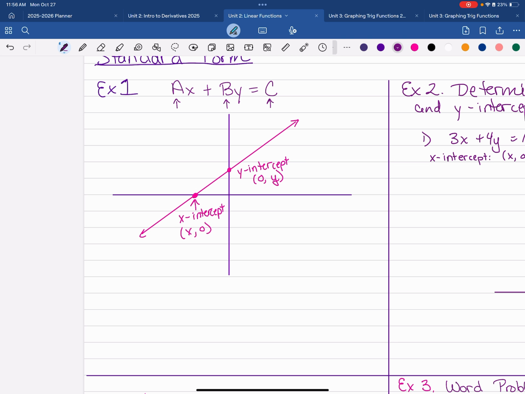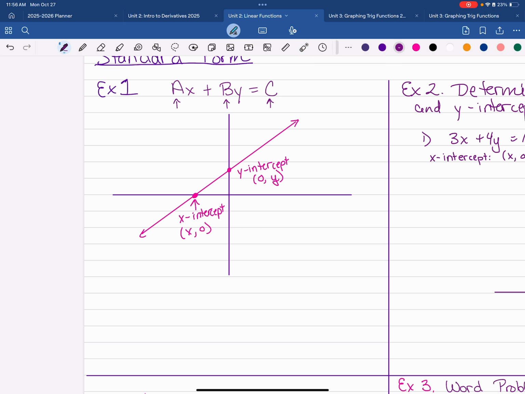So just to reinforce something we've seen before, our x-intercept, so where our graph crosses our x-axis, is always going to be the ordered pair x comma 0. And so my y value is always 0 for my x-intercept. For my y-intercept, my x value is always going to be 0. So I'm always going to have 0 for x and then some type of y value.